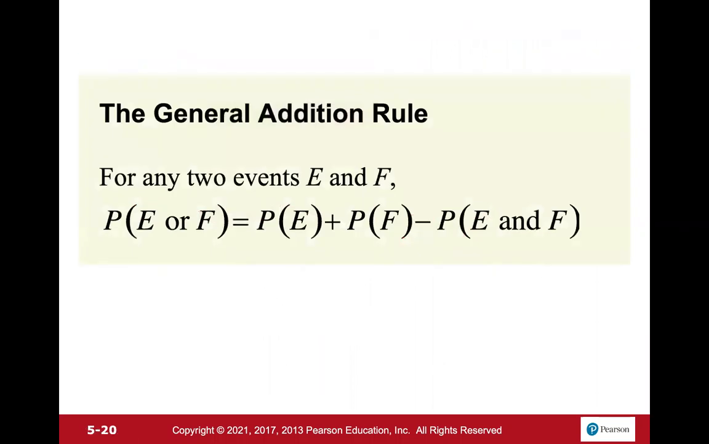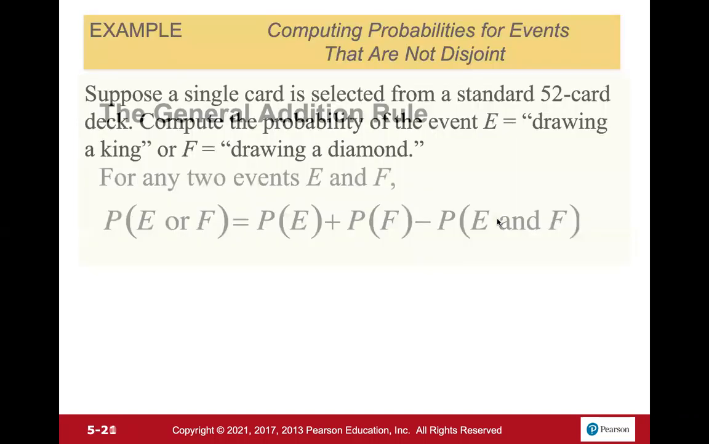So this is our generalized rule. So this would happen even with dependent or independent events or disjoint events, where we have probability of E plus probability of F minus probability of E and F. So this part here would just be 0 for disjoint events.